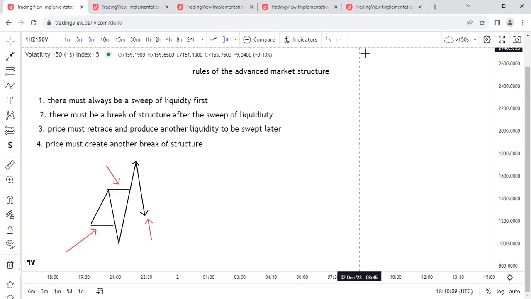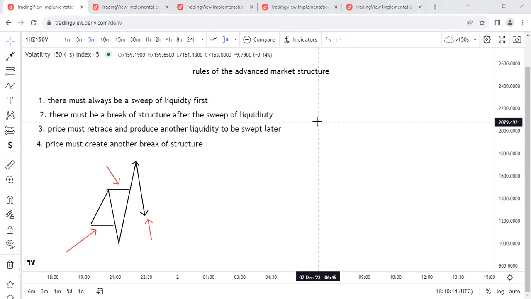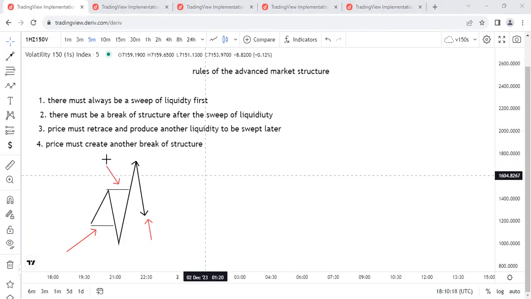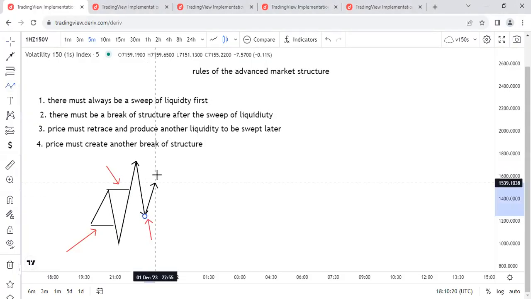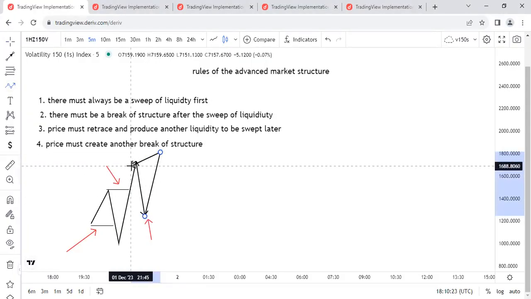It will never work. I swear with my life, trust me. I bet with everything I have in this life. It will not work. So price must what? Create another break of structure.